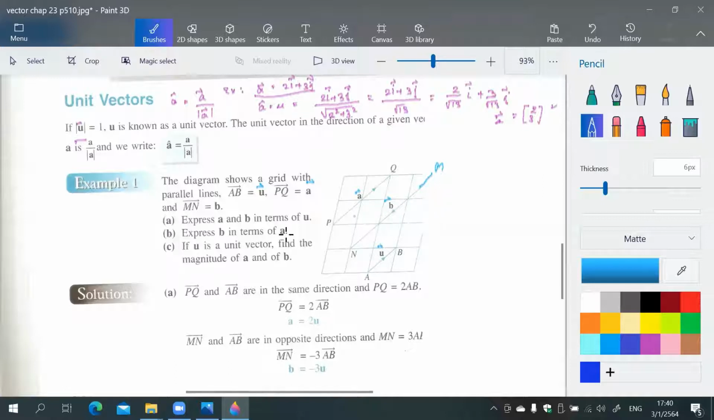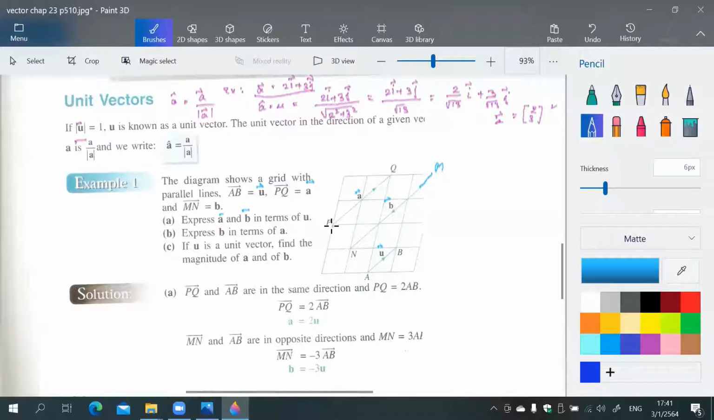Okay. So now for question A, they want us to express vector A and vector B in terms of U. Find the vector A and vector B in terms of U. So you can see A and B here, right? Vector A and B, and vector U here.